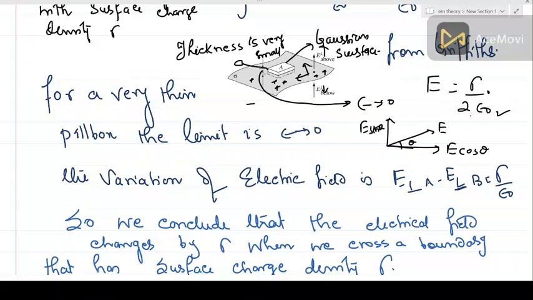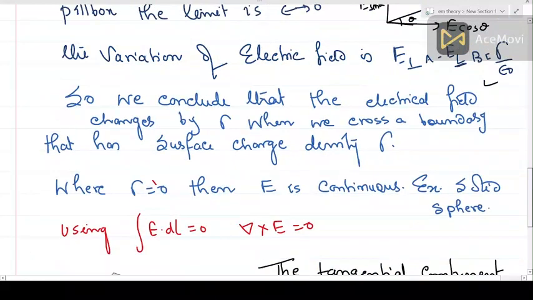And when you find the difference between these perpendicular components, it comes out to be sigma by epsilon naught. So what we conclude is that the electric field changes by an amount sigma, the charge density, when we cross a boundary that has a surface charge density sigma.